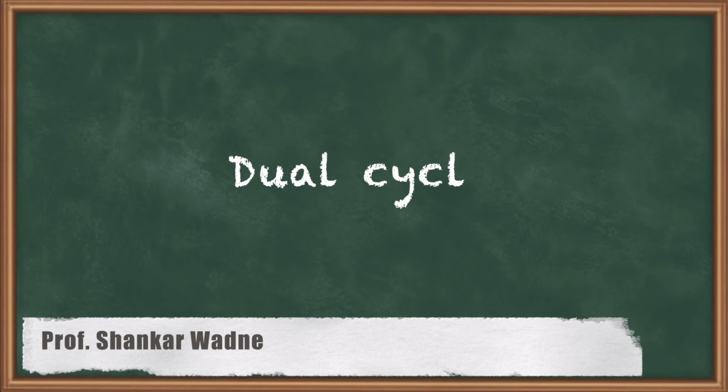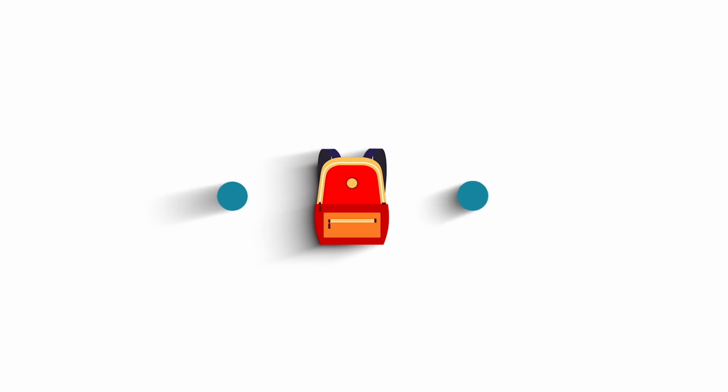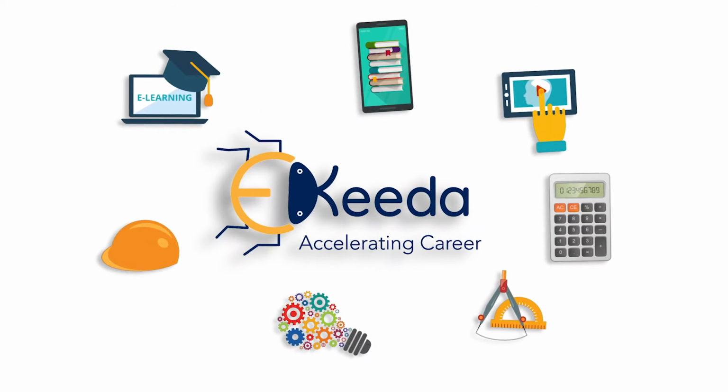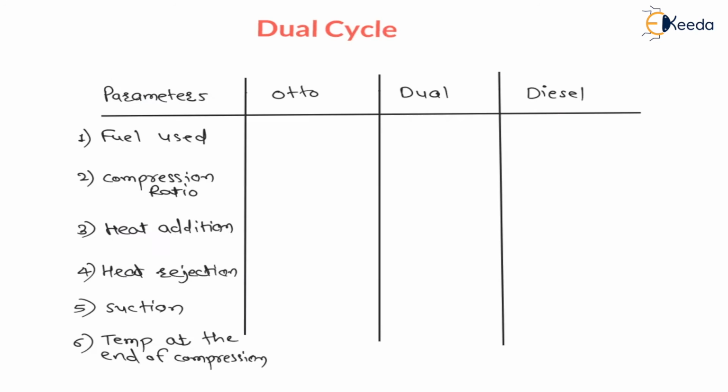Hello my dear students, in this lecture we are going to learn the dual cycle. This dual cycle is also called the Sabathe cycle. Before understanding this dual cycle, let us recall the things from the Otto and diesel cycles, because we have already learned the Otto and diesel cycles.